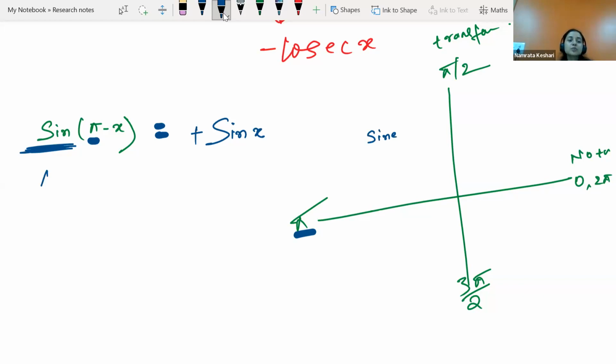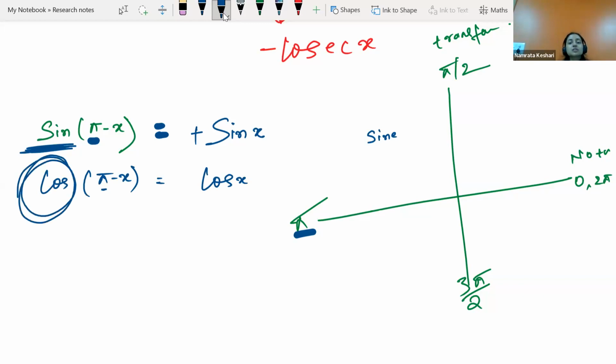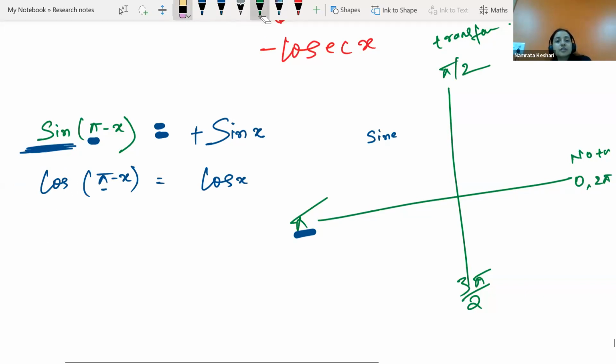Okay, let's do it quickly. Cos of pi minus x. Okay, pi is there, whatever plus x or minus x is there, no transformation, cos will remain cos. Now the sign will be positive or negative. So this cos function, is it negative? Yes, it is negative in the second quadrant. So the result will be negative.